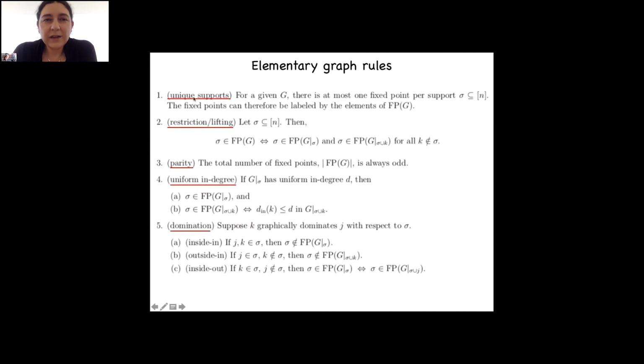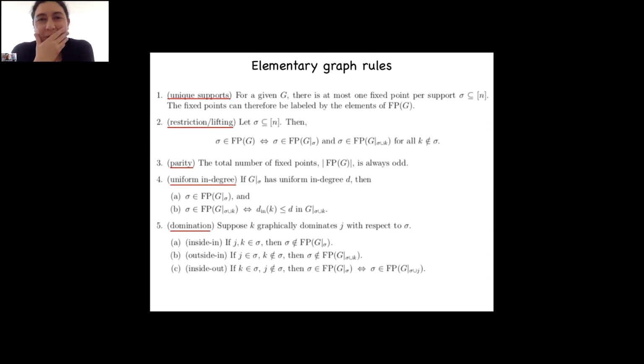And we also have a graph rule of domination. So this is a particularly interesting one, which tells you that if you have two neurons where one dominates the other, meaning it's receiving all the inputs that the other one is receiving, then you actually have some situations where you're forbidden.